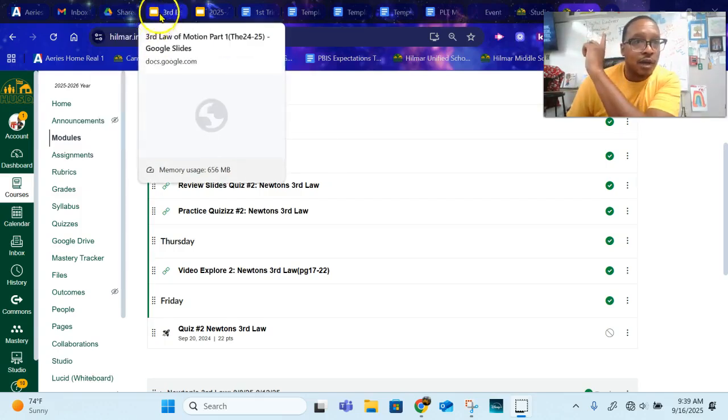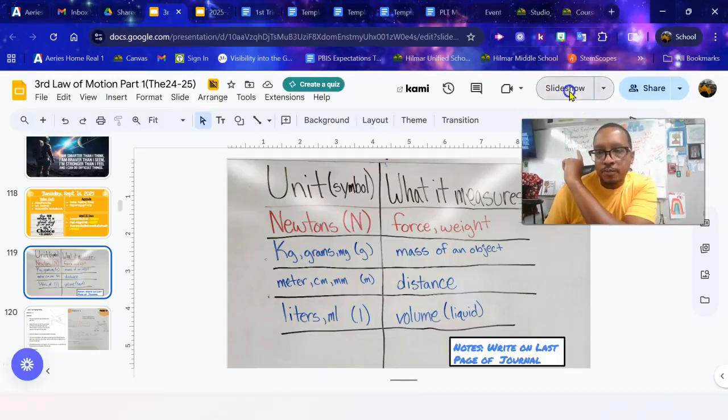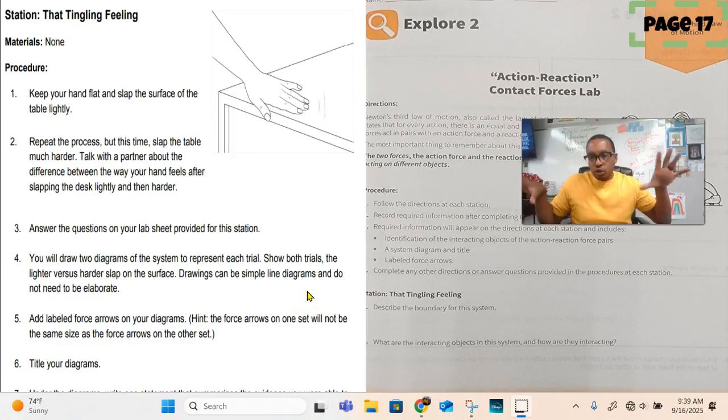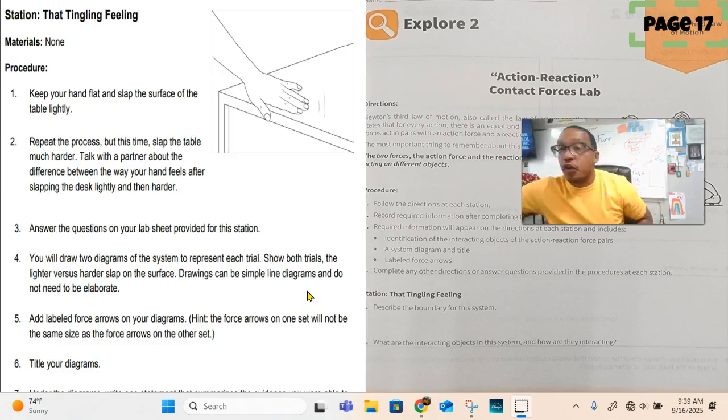We got one last thing. Actually, let me pause something. Okay, so let's go through the lab station real quick with you. The first lab station.